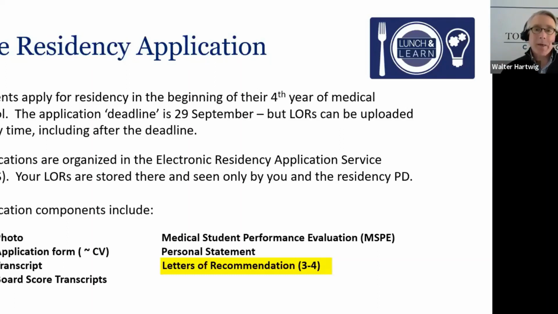So the expectation is that if you're writing a letter on behalf of a student, it's because you do want to promote that student, and you're only going to write letters for students you feel strongly about promoting. So it's the one area of the application that the residency program can learn about the student outside of the intrinsically promotional documentation that the school puts together on behalf of that student.